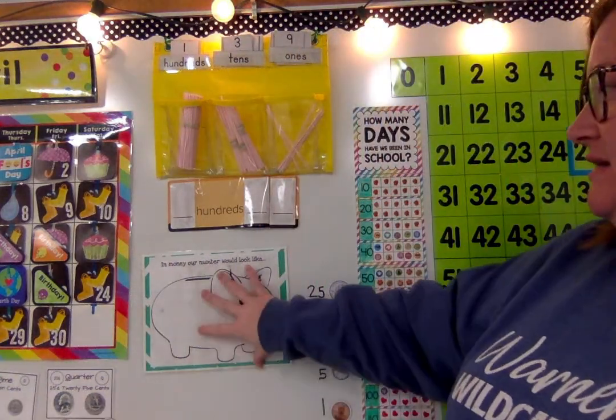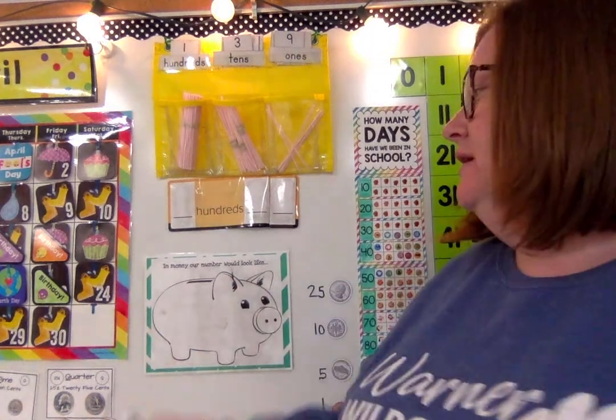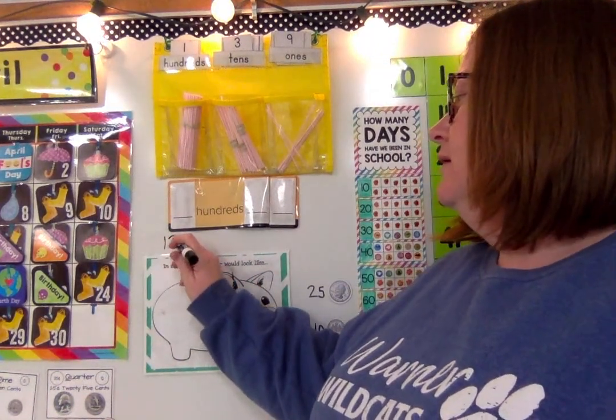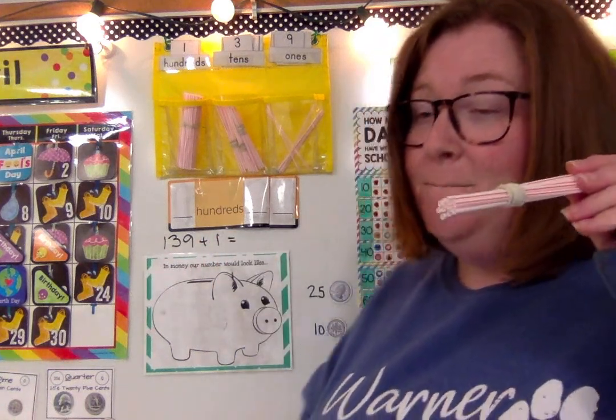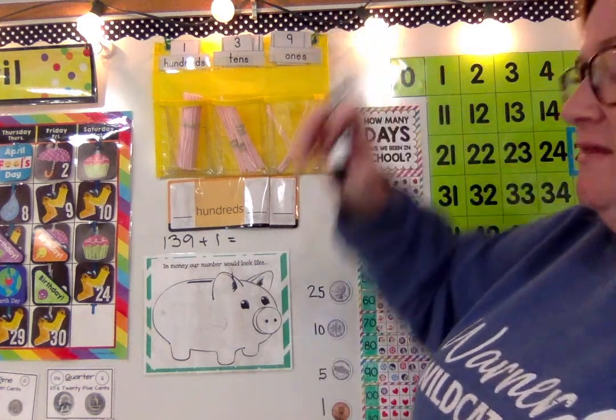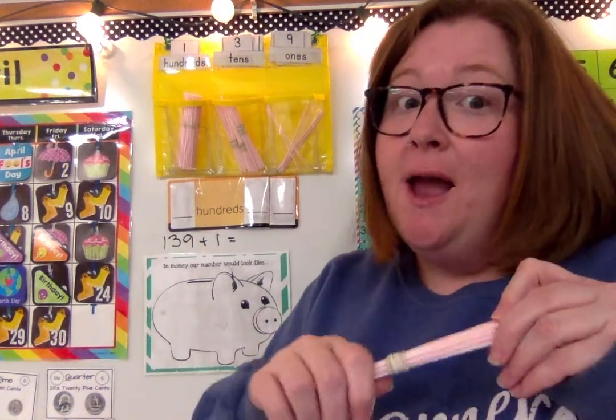10. 9 and 1 more is 10. So 139. Uh-oh, so what's going to happen? It does make a 10. That means we have to bundle. I'm going to take those, trade them out for a bundle.